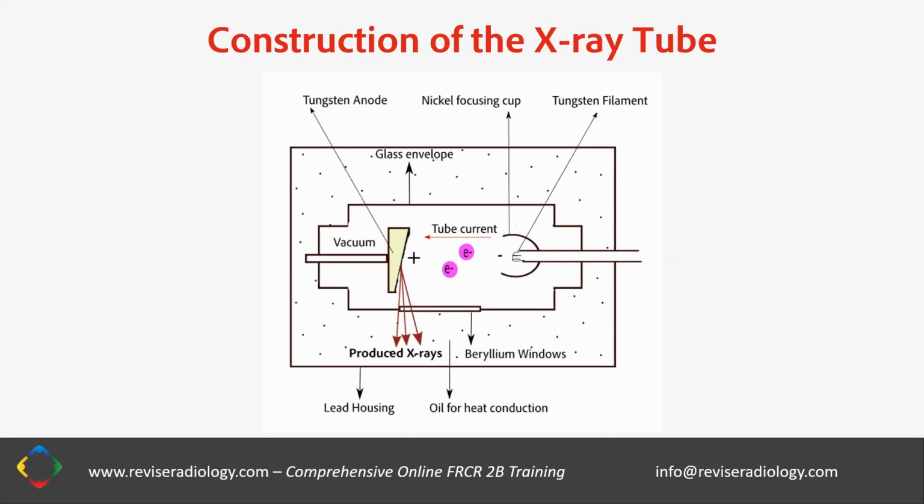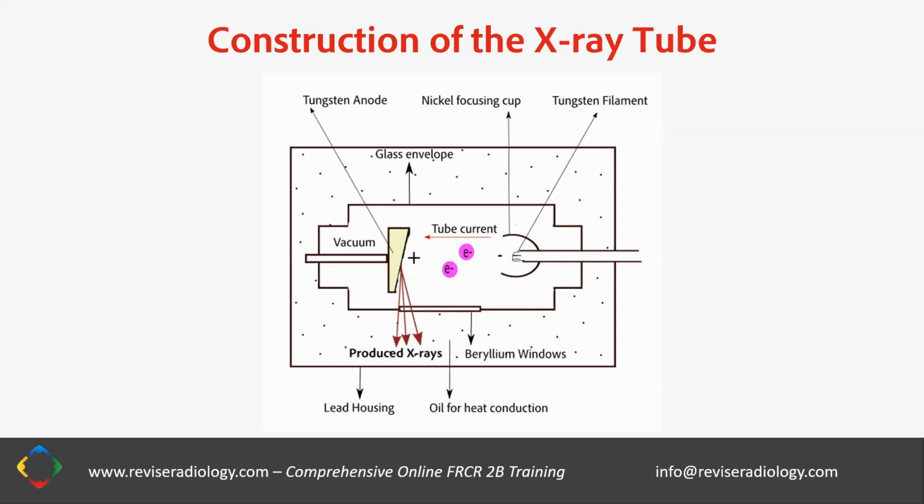So what we're looking at is the lead housing. We use lead because lead absorbs X-rays, and there are permitted levels of dosage for both patients and the personnel who are using the X-ray tube. Within the lead housing, we have the glass envelope, and within the glass envelope is the vacuum. I'll explain the importance of the vacuum in just a second. So inside, we have the most important part of the X-ray tube, which is the anode and the cathode.